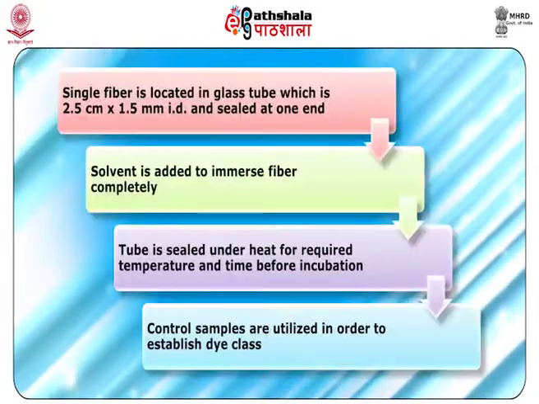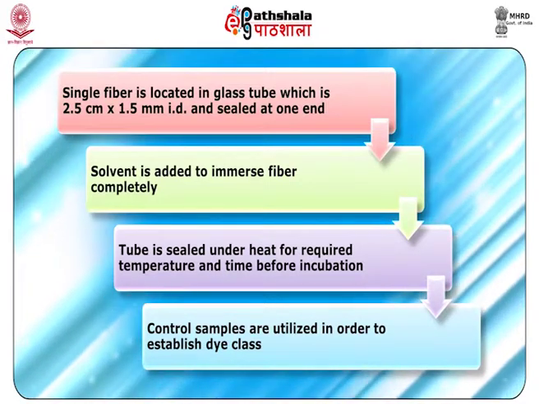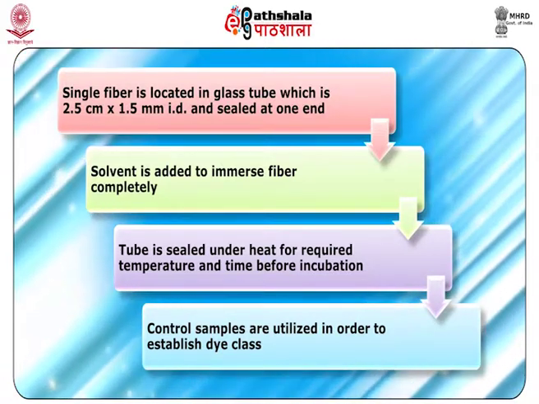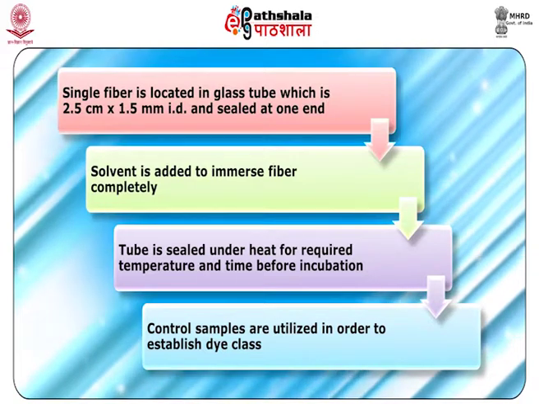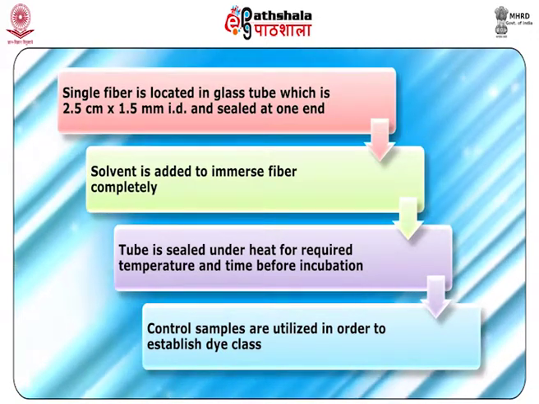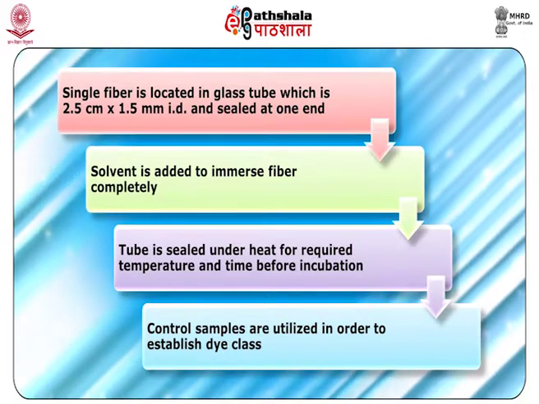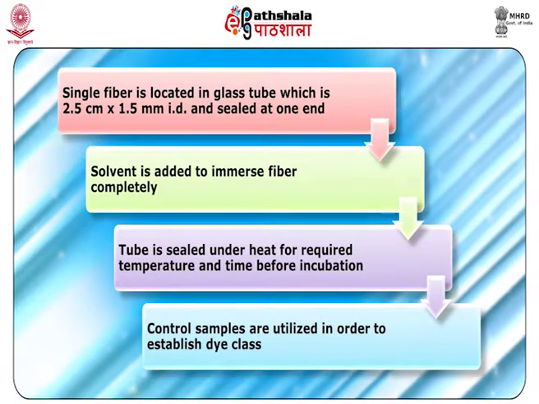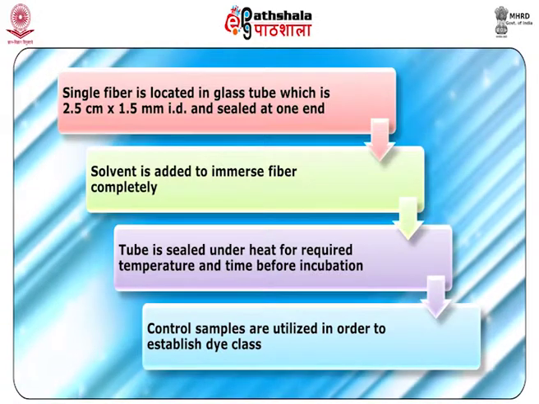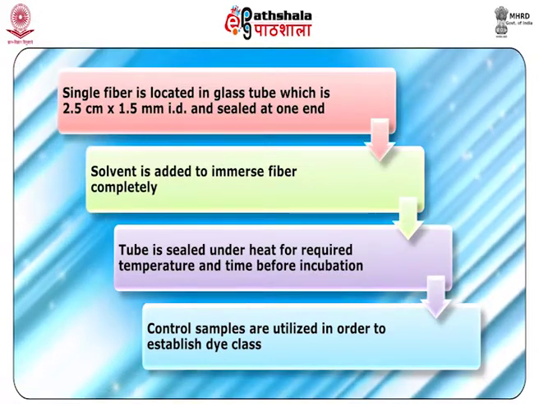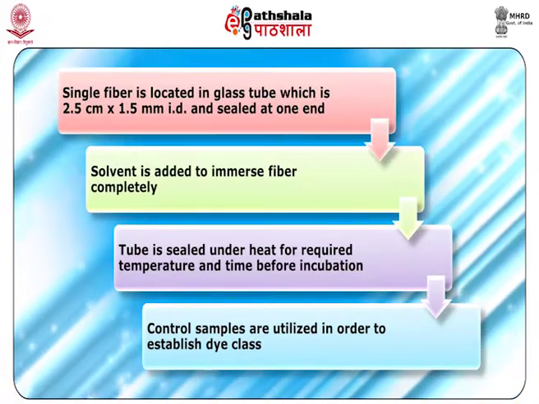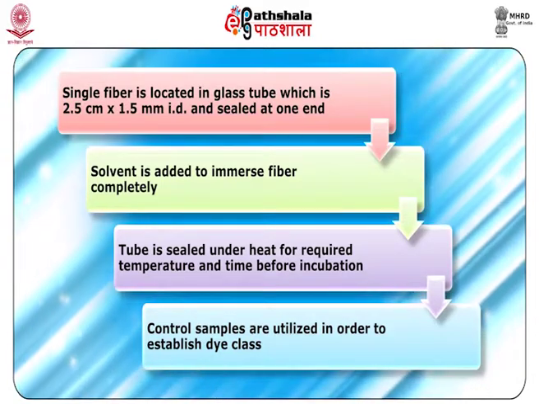Extraction process: a single fiber is located in a glass tube which is 2.5 cm by 1.5 mm ID and sealed at one end. After the solvent is added, this should be around 10 microliters as it is sufficient to immerse the fiber completely. The tube is sealed under heat for the required temperature and time before incubation in an oven. Control samples are utilized in order to establish dye class, and the best extraction procedure is applied parallel to the analysis of recovered fibers. Next is dye analysis.